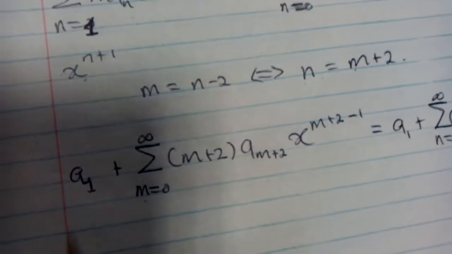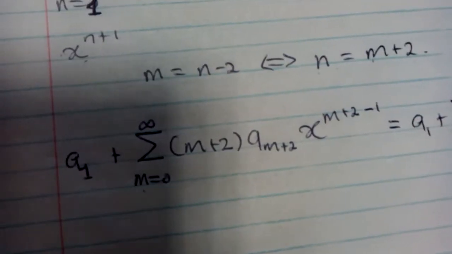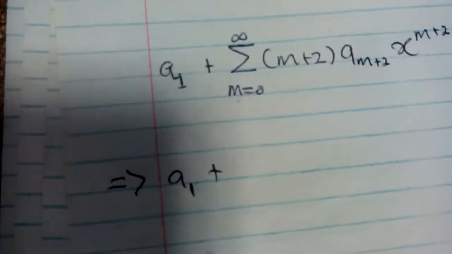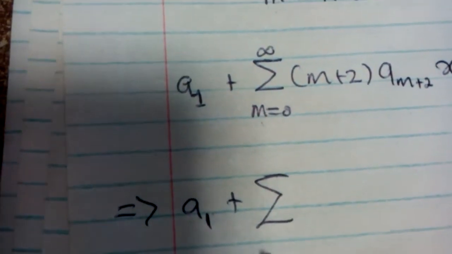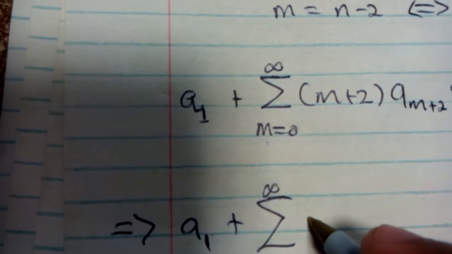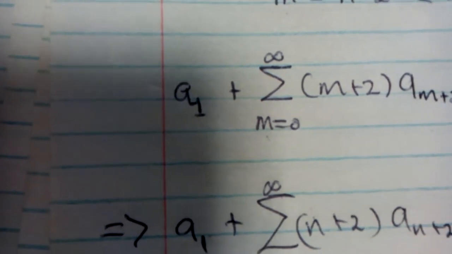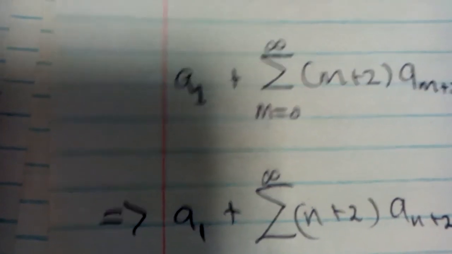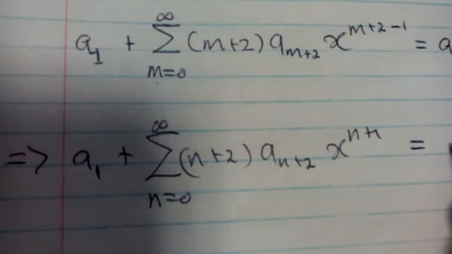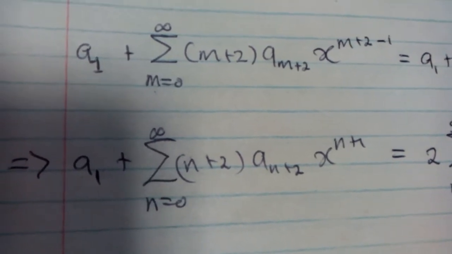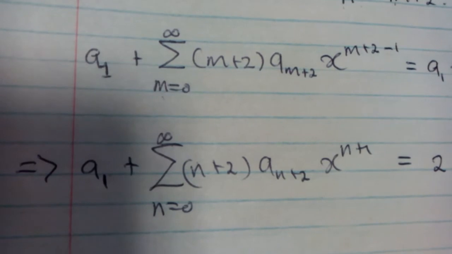And then this implies what? That I have a1 plus this sum here from n equal to 0 up to infinity of n plus 2 into a n plus 2 times x to the n plus 1 equal to the other side, 2 times the sum from n equal to 0 up to infinity of a n x to the n plus 1.